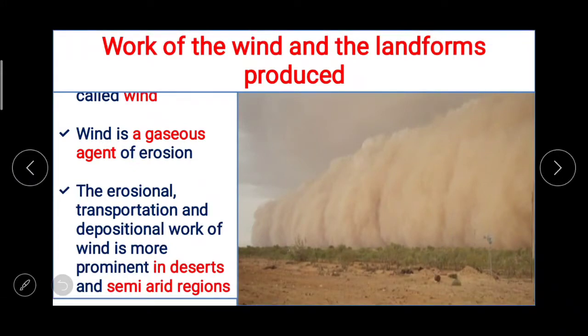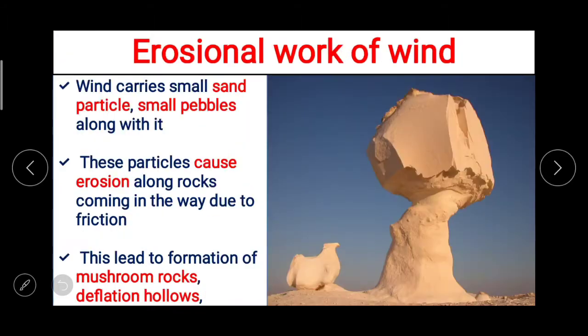You have learnt earlier that the movement of air is called wind. Wind is a gaseous agent of erosion, and the erosional, transportational and depositional work of wind is more prominent in deserts and semi-arid regions. Wind carries small sand particles, small pebbles along with it, and these particles cause erosion along rocks coming in the way due to friction. These lead to formation of mushroom rocks, deflation hollows and yardangs.